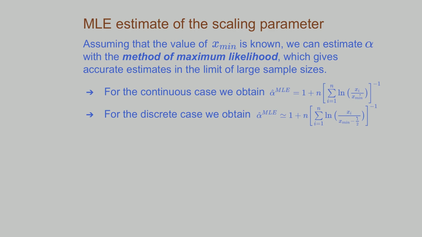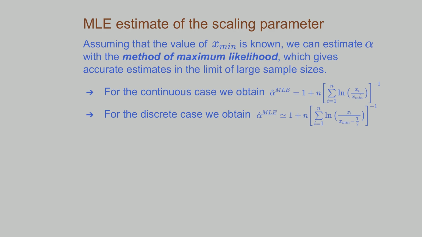We choose to use the method of maximum likelihood estimation for the parameter alpha because it provably gives correct estimates of parameters in the limit of large sample sizes. For the continuous case, we obtain an estimate given as a closed-form expression, while for the discrete case we have some trouble because we don't find any closed-form expression.